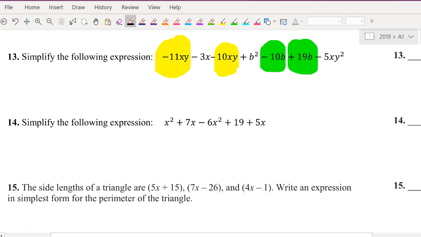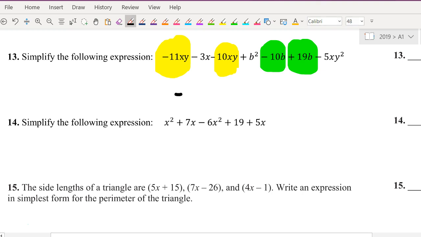What do we get? Negative 11 and 10 makes negative 21. Come on, you guys know this. 9B.